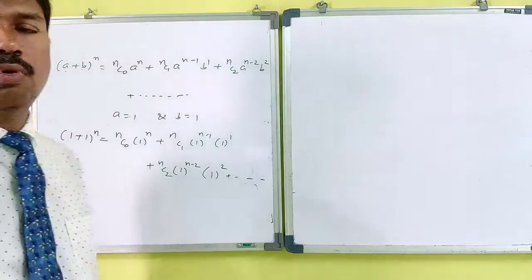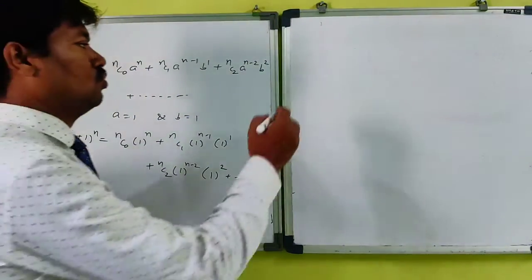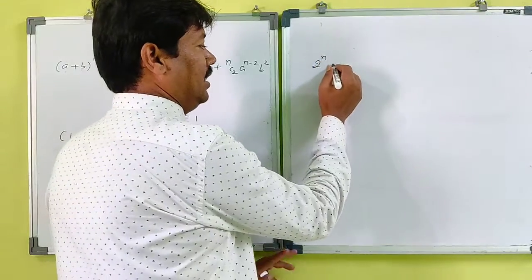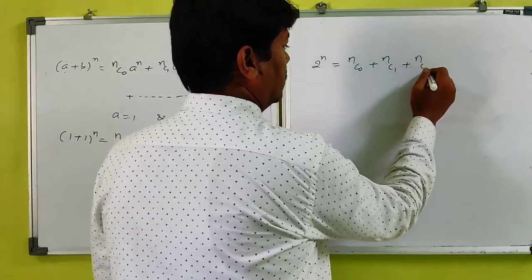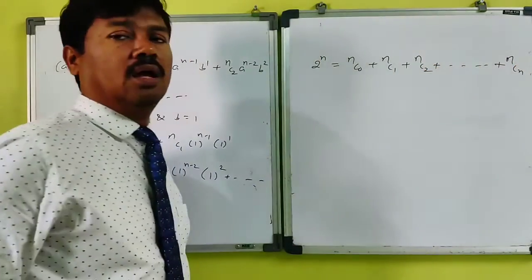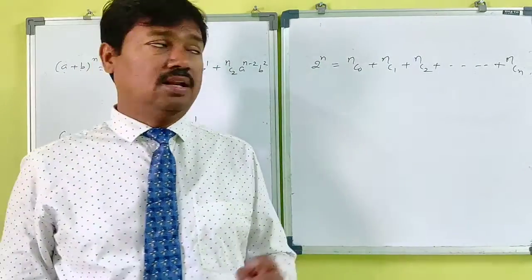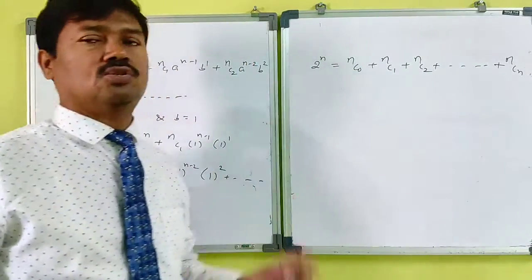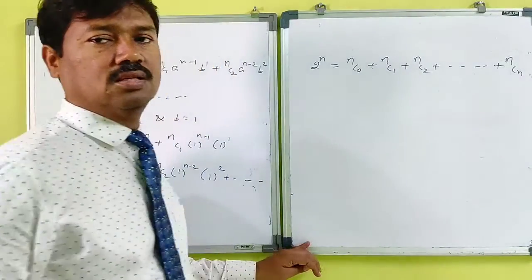So which is nothing but what? The left hand side becomes 1 plus 1, so it is 2 raised to n. And the right hand side becomes what? nC0 plus nC1 plus nC2 plus, the last is nCn. And that is nothing but the sum of the binomial coefficients, which is always equal to 2 raised to n. We can just verify this in Pascal's triangle also.